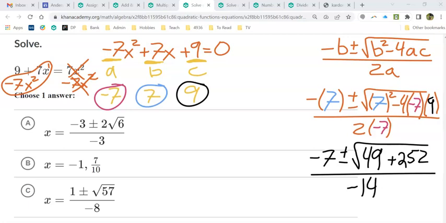Now we need to do a little bit more math. Let's do what's inside of our radical, our square root. That is 252 plus 49, or 49 plus 252, and we get 301.